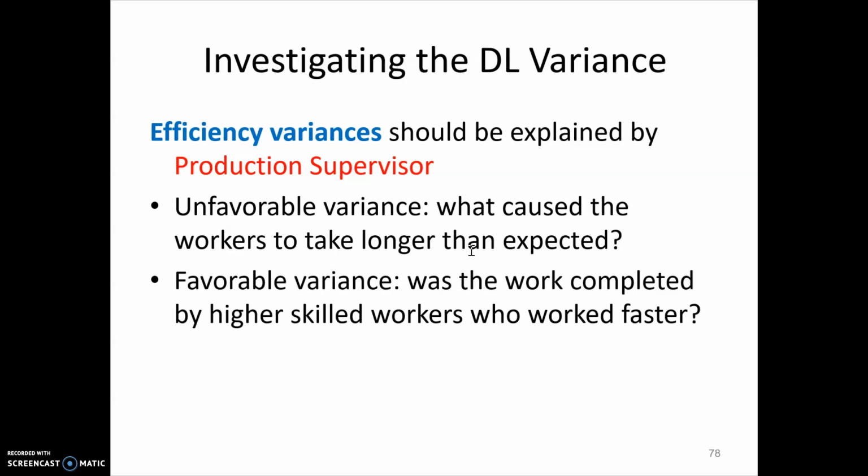If we talk to the production supervisor, we had lower skilled workers, maybe they had more waste. They could have used a greater quantity of direct materials. So that could be a situation. So sometimes these variances are interrelated. So that's why we need to talk to the various people in the organization and investigate why.